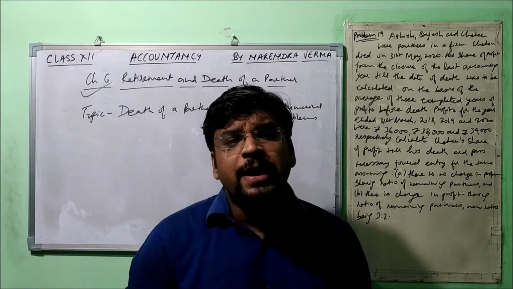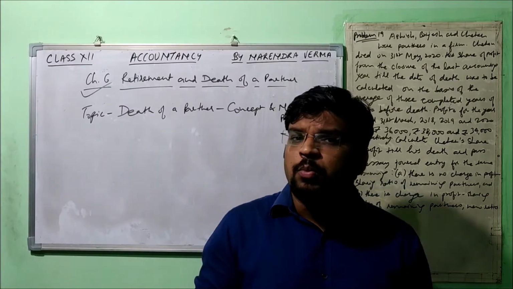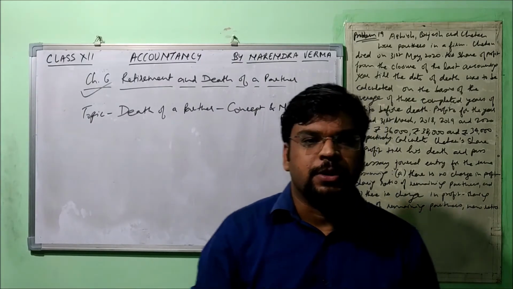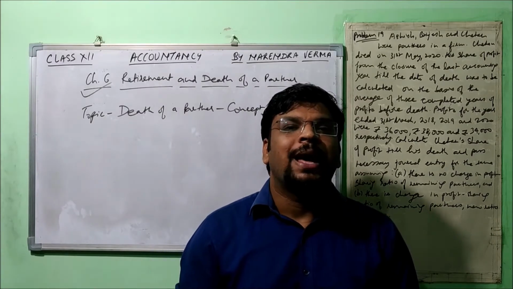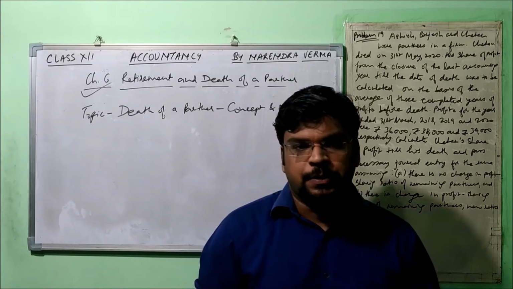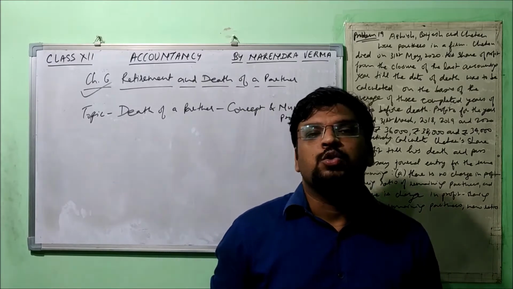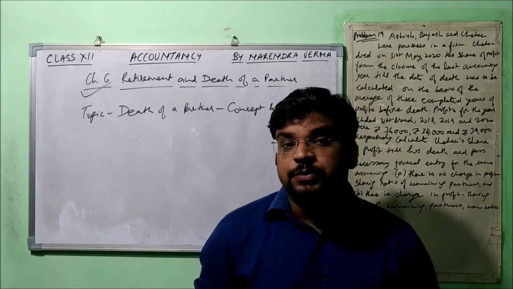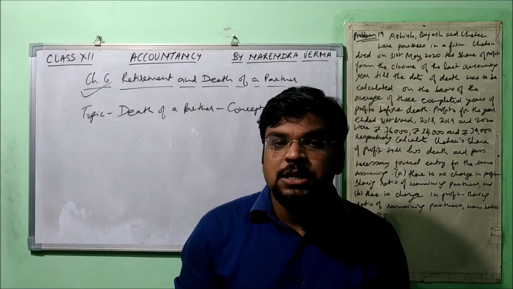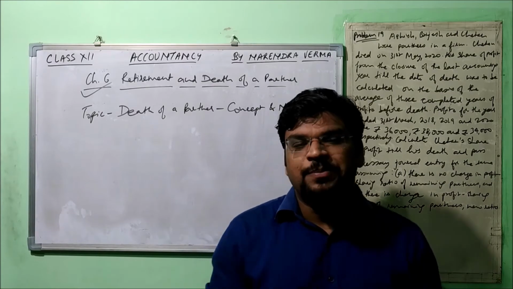See, if you compare retirement of a partner with death of a partner, then from an accounting point of view both are similar. That is why these have been combined in a single chapter. But from a practical aspect there is a difference. Unlike retirement, death cannot be planned. Retirement can be planned. A person can decide from what date, from what year he is supposed to take retirement. But death cannot be planned. That happens naturally, accidentally, and can happen on any date in any year. So that is the basic difference.